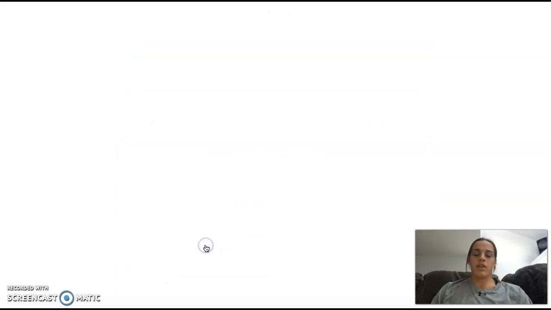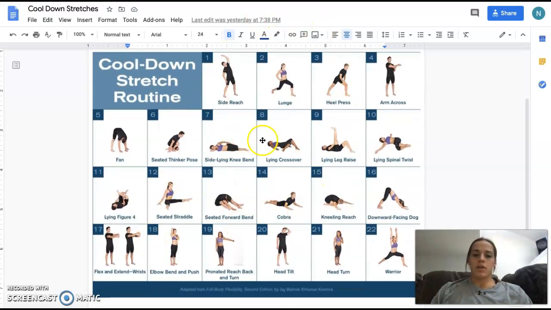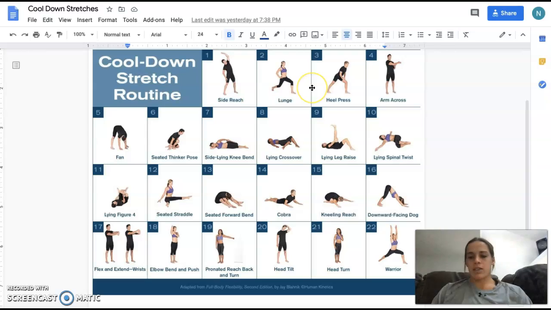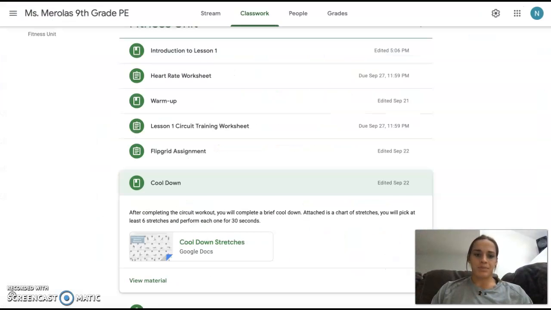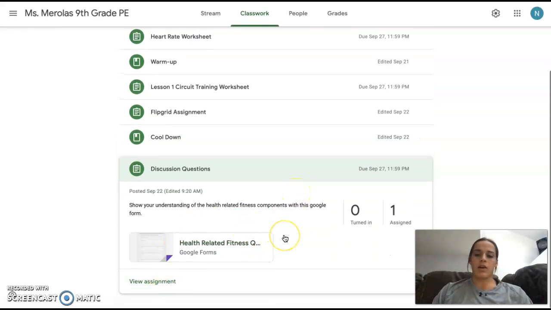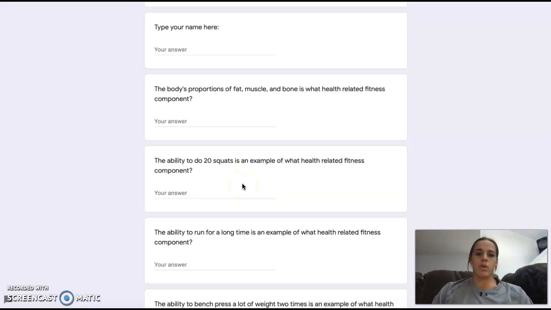The cool down is another choice board where the students can look at all these choices here, and they're just asked to pick 6 and hold the stretch for 30 seconds. They can pick whatever 6 they want. It's really so they can recover and bring their heart rate back down. And then there's a discussion question. It's a form on health-related fitness component questions just to see if they're understanding the components. They're pretty straightforward. There's a question on each component.